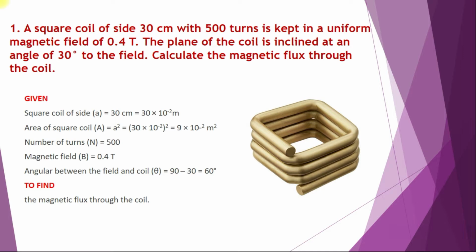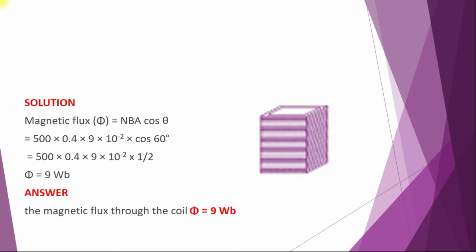The number of turns N is given as 500. The magnetic field B is given as 0.4 Tesla. The angle between the field and the normal of the coil, theta, is 90 minus 30 degrees, which is equal to 60 degrees. These are the given data. Now we have to find the magnetic flux through the coil. Now we will move on to the solution.